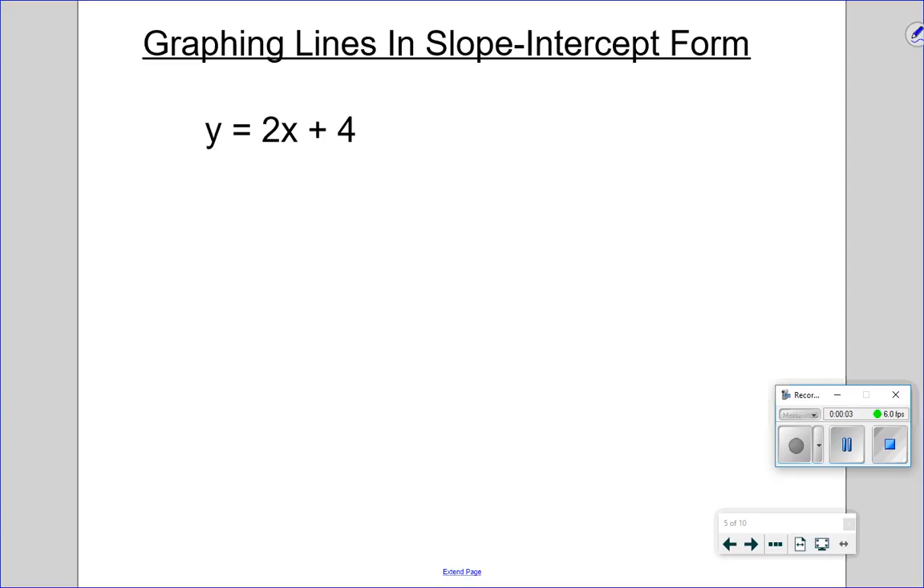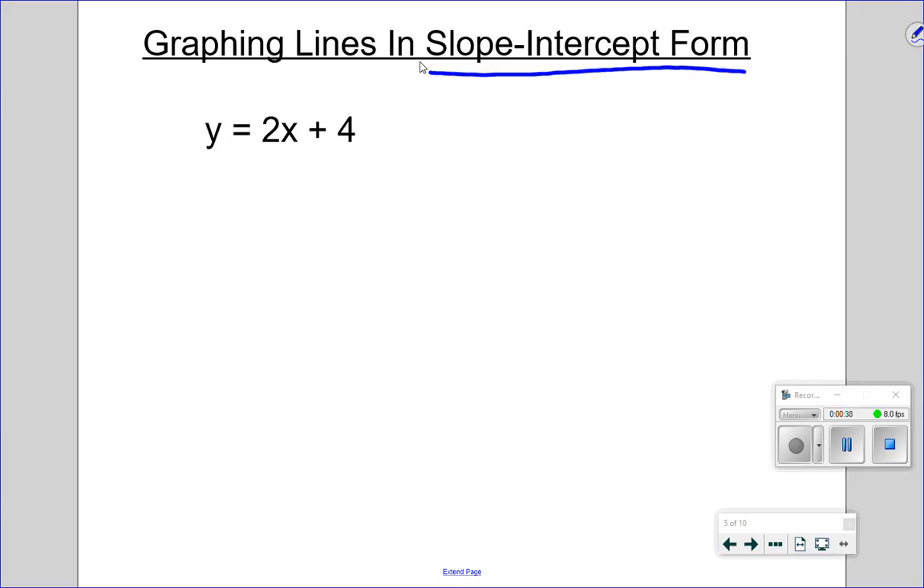Okay guys, today's lesson is on graphing lines that are in slope-intercept form. So what we're going to be doing today is taking an equation of a line and graphing it using the equation. So here's an example of a linear equation, y equals 2x plus 4. And this is already in what's called slope-intercept form, meaning the slope and the y-intercept are visible in the equation, and that's what we're going to use to graph this information.